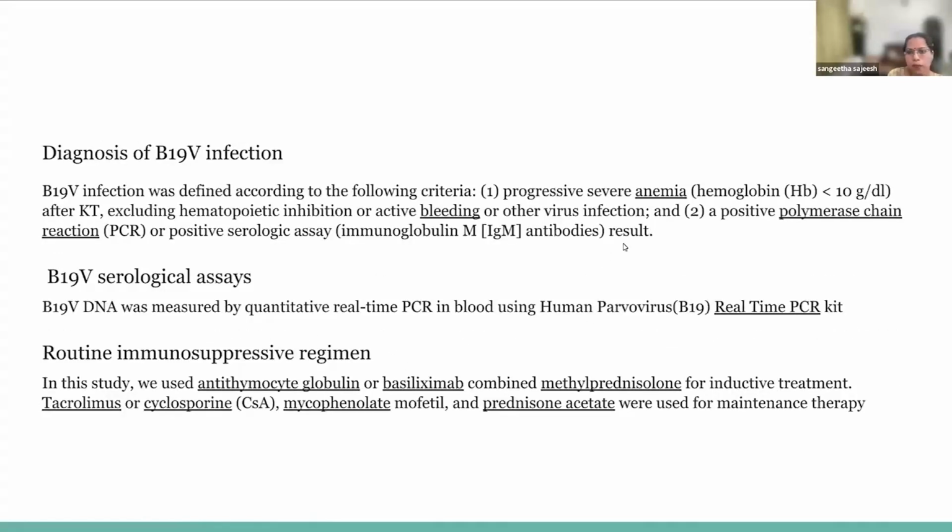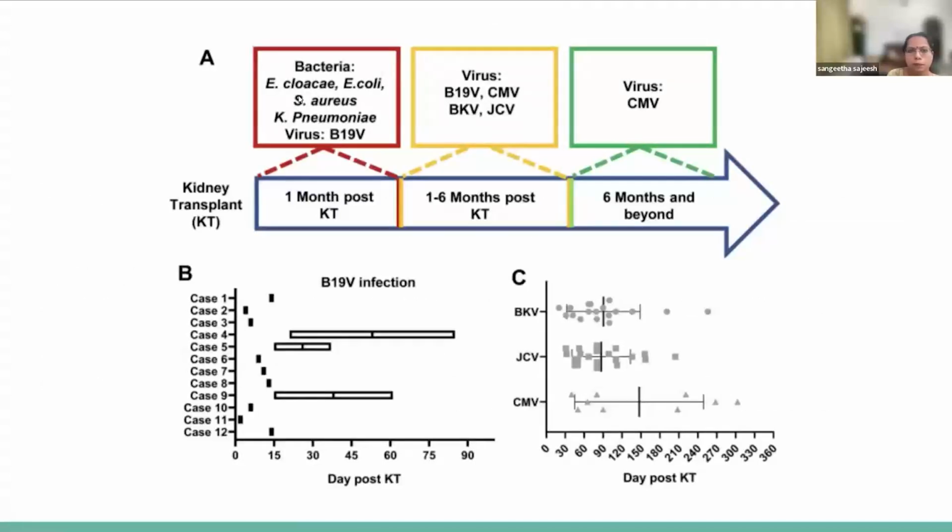The diagnosis is by progressive severe anemia, as we said earlier, with a PCR or a positive serologic assay for IgM antibodies, though mostly it is by the PCR test. Patients were on a routine immunosuppressive regimen: induction was either ATG or basiliximab with MPS, and maintenance was with tacrolimus or cyclosporin, MMF, and prednisolone.